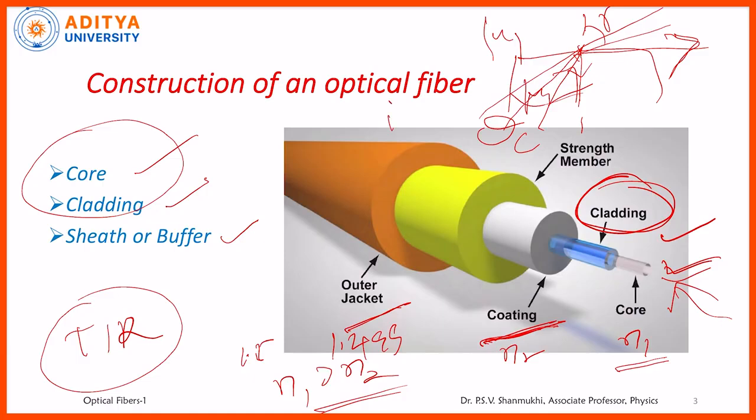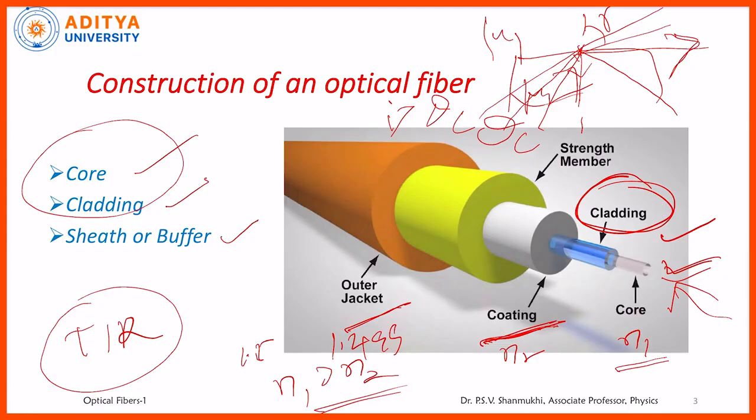Suppose the incident angle i is greater than theta c, what happens? The light ray will be reflected back into the same medium itself. That means total internal reflection requires two conditions. One is the light ray should travel from denser to rarer medium. Second, the incident angle must be greater than the critical angle. Then light will be reflected back into the same medium itself. That phenomenon is called total internal reflection.